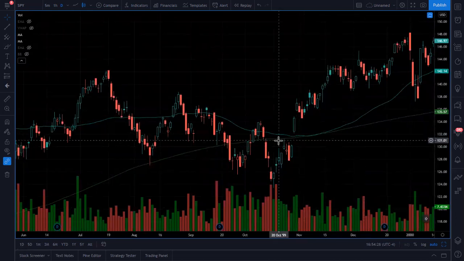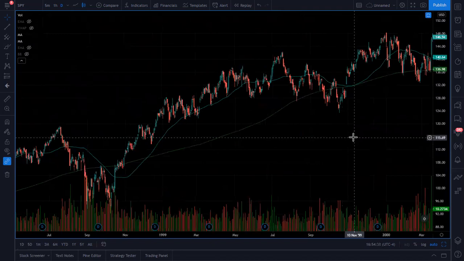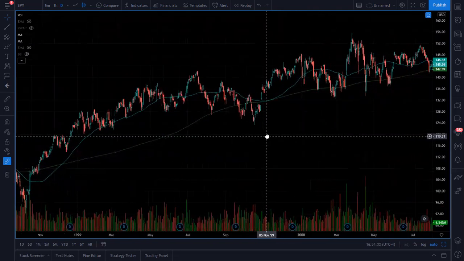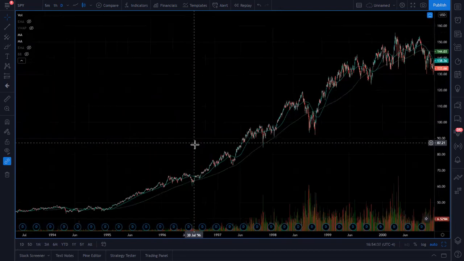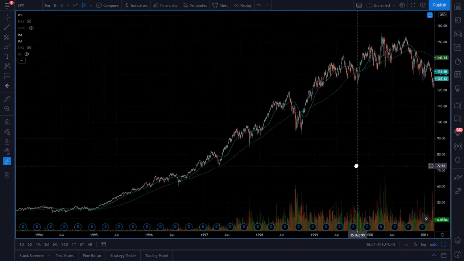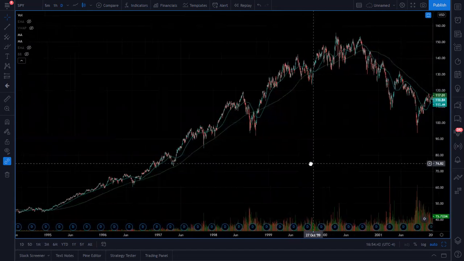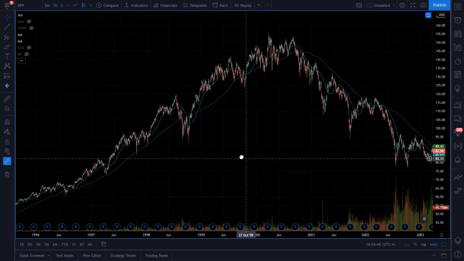Here is above the 200 and the 50 SMA. Now let's zoom out a little bit here. Now we're consolidating. That whole bull run that we had for the past 5 years, we're going to zoom out and go forward here. And we went on a bearish run, right?